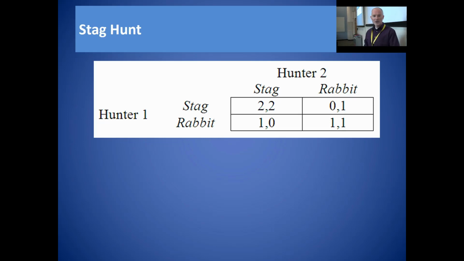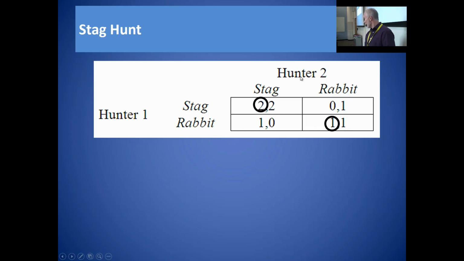Where would the Nash equilibrium be? I'll do this really quickly. Okay? And in your own minds, please do it as well. So, for Hunter 2, if he pursued the stag, Hunter 1 would also want to pursue the stag. 2 as opposed to 1. If Hunter 2 pursued the rabbit, the optimal response from Hunter 1 is also to pursue the rabbit. 1 as opposed to 0. And that's it for Hunter 1.